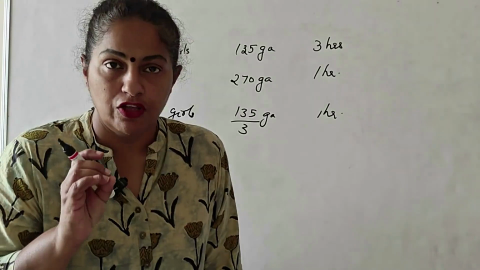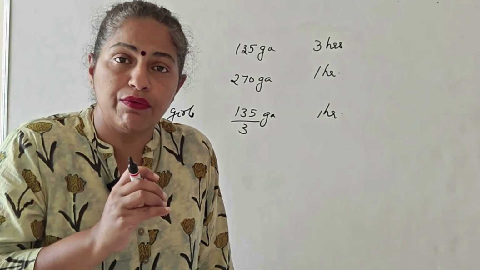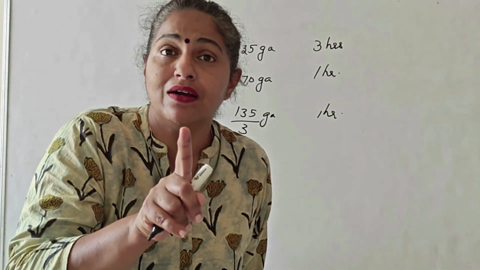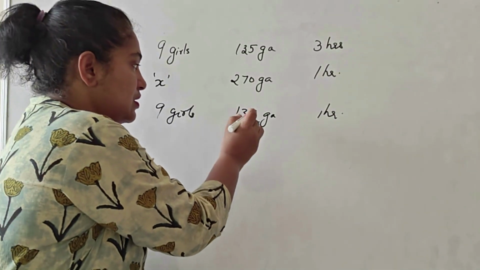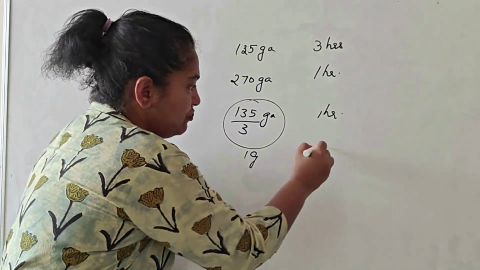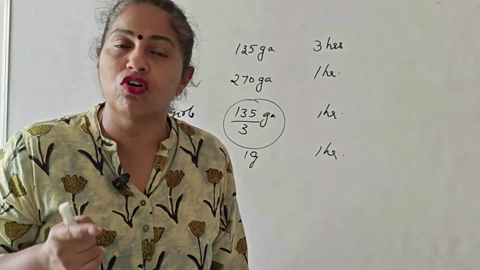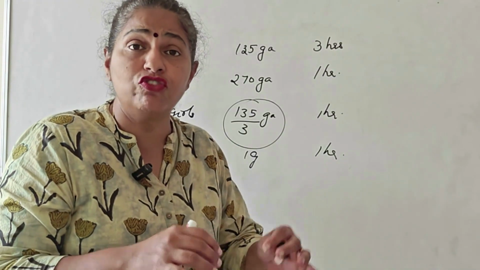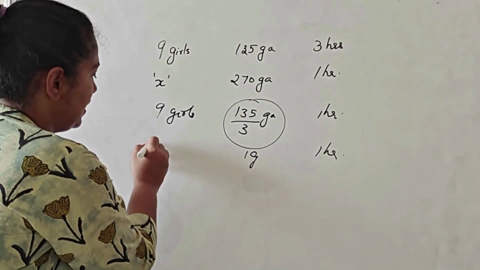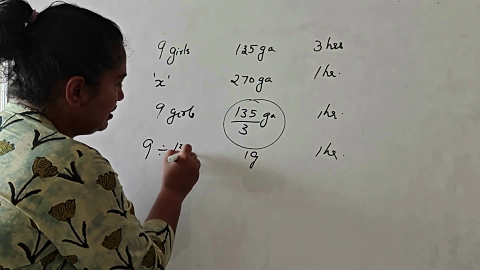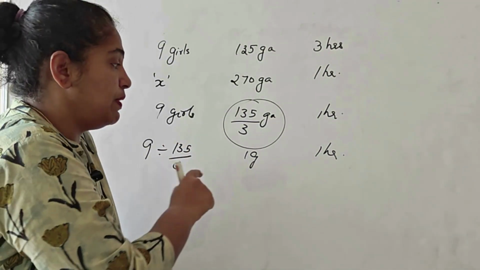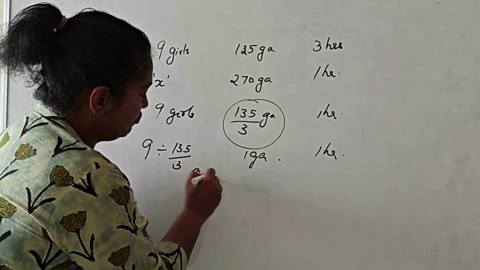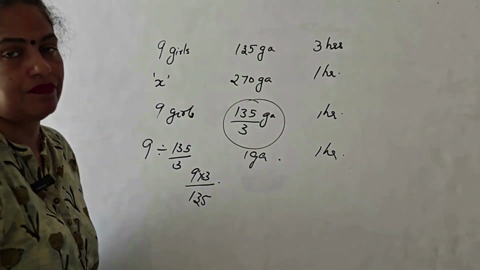Clear? So now, how many girls are required to make 135 by 3 garlands in 1 hour? 9 girls, correct. How many girls are required to make 1 garland in 1 hour? Will it be more or will it be less? It will definitely be lesser because the number of garlands is reduced substantially. So, 9 divided by 135 by 3 girls are required to make 1 garland in 1 hour. Okay. So, here you will get 9 into 3 by 135.